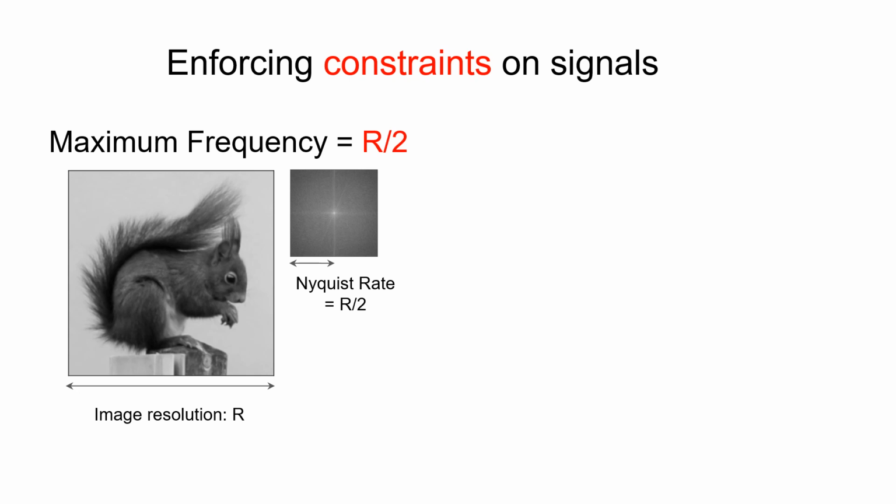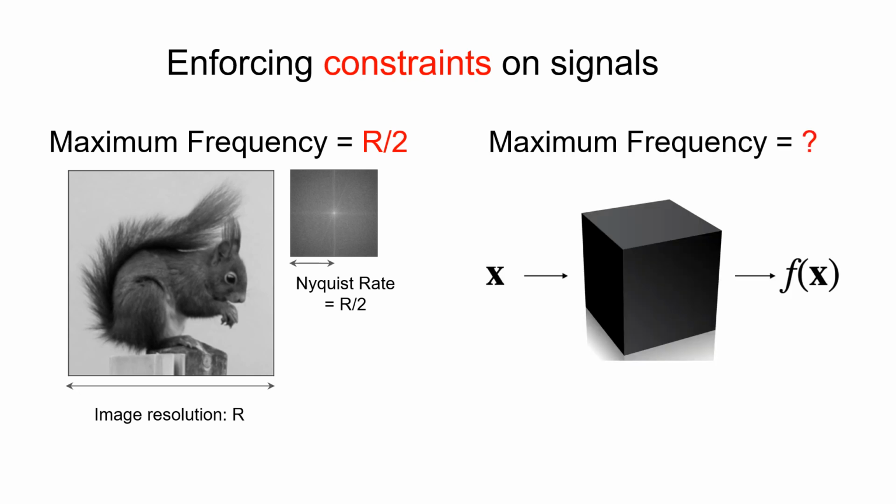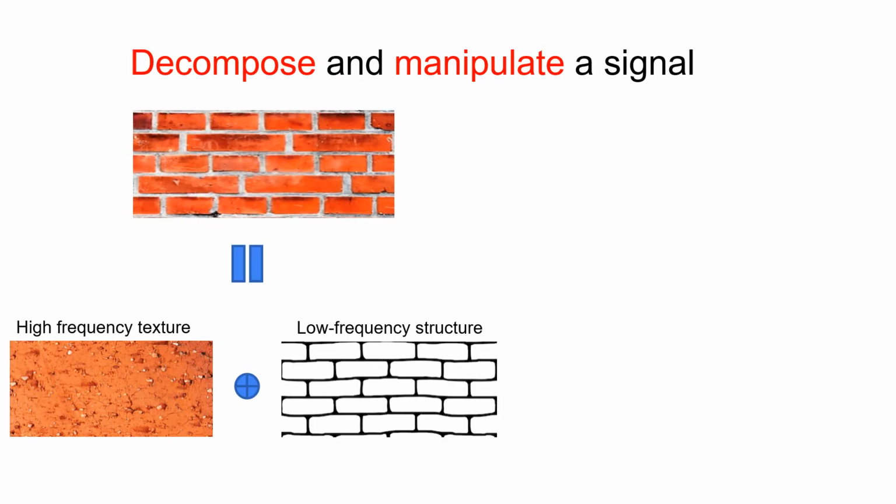First, it is difficult to enforce a known constraint of a signal. For example, if we know that a signal should be band limited by the Nyquist rate to avoid aliasing, representing it with a black box neurofield makes it difficult to enforce the upper band limit.